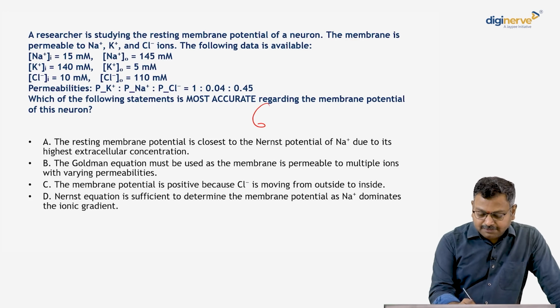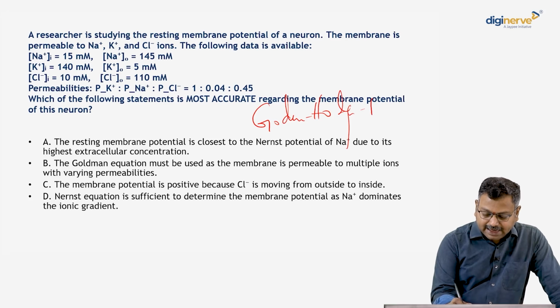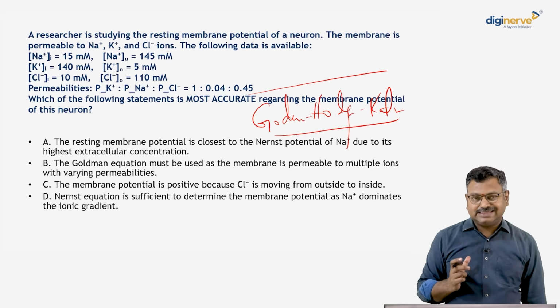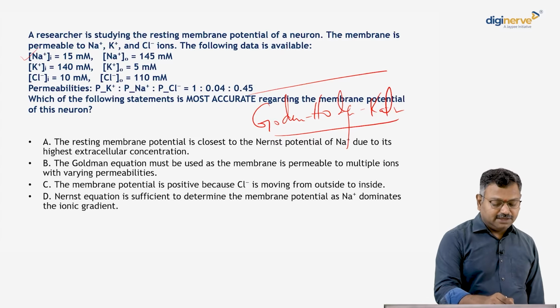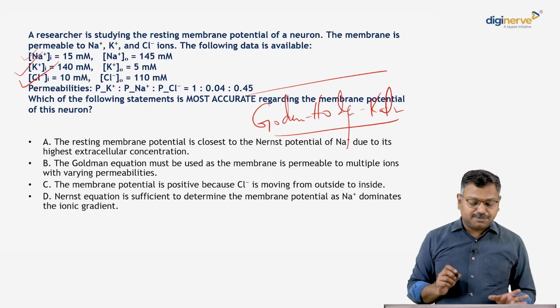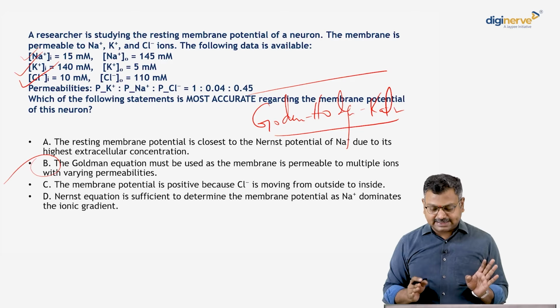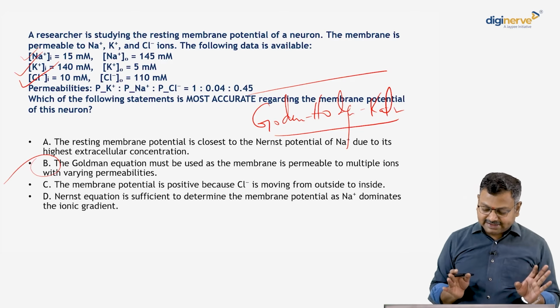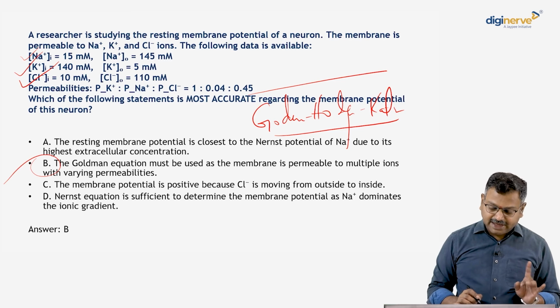The Goldman-Hodgkin-Katz equation is the primary equation to check the resting membrane potential when you have different ions. So here we have sodium, potassium, chloride, all 3 ions. So the permeability of multiple ions is determined by the Goldman equation. So that's definitely correct. That point is very, very correct that we are discussing. Now do the other points hold up here?